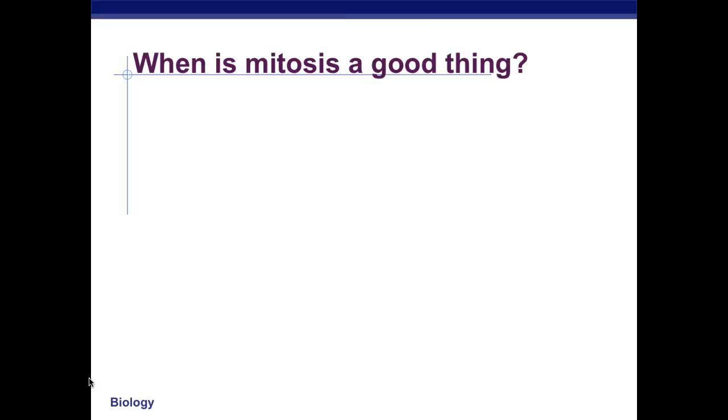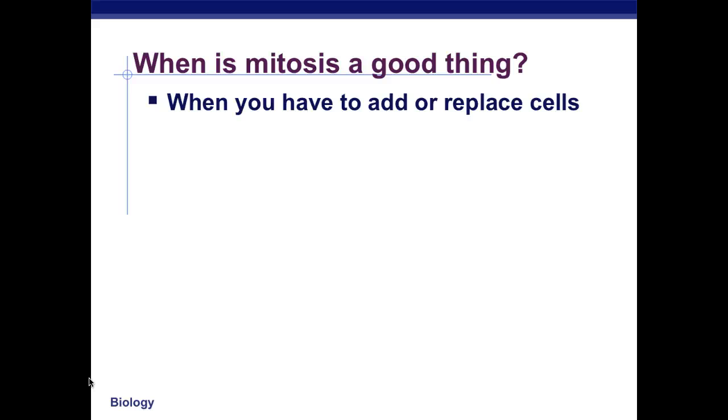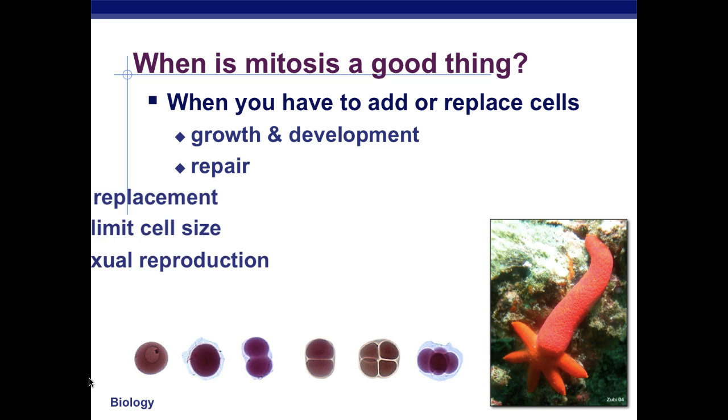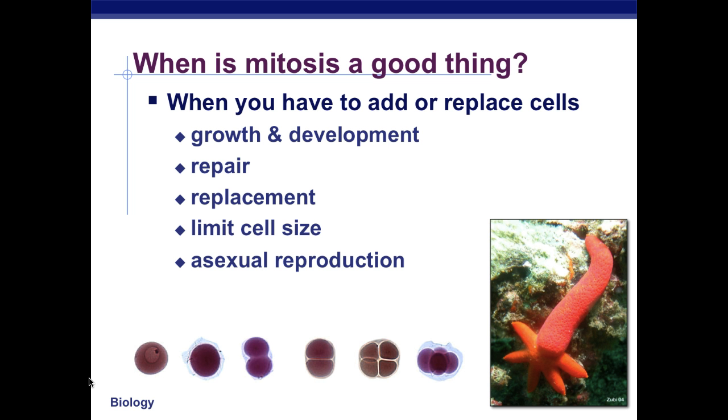So when is mitosis a good thing? So when do you have to add and replace cells? So when do we need cell division? We need it for growth and development. So when we're a fertilized egg and we develop into an embryo, fetus, baby, adult, as well as repair. So if you scratch yourself, your body will replace the skin cells where you scraped yourself. It'll start off as a scab as your skin regenerates to fill in the spot where you have scraped yourself. We also have replacement, limit cell size, and asexual reproduction.